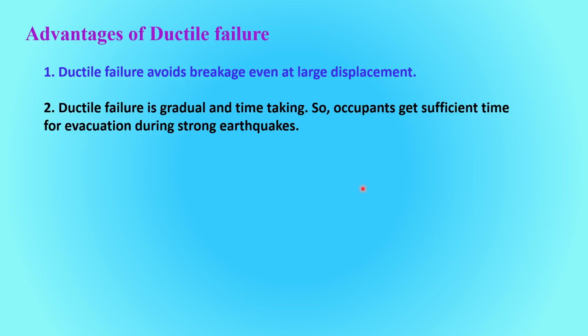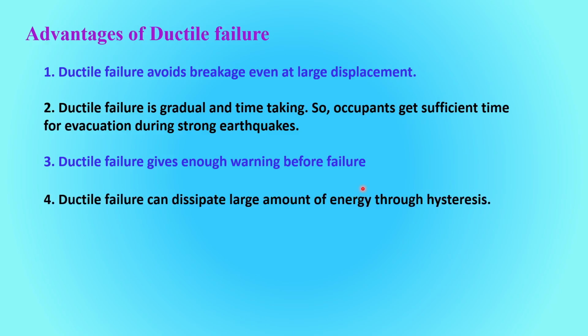Ductile failure is gradual and time taking. So it takes place slowly, so occupants get sufficient time to evacuate from the structure during the earthquake. Ductile failure gives enough warning before failure. How does the warning come? Warning comes in the form of cracks. So visible cracks will be developing in elements like beams, columns, etc. And initially the cracks will be small in size, and that will give warning to the occupant that something is going to happen in the next few seconds.